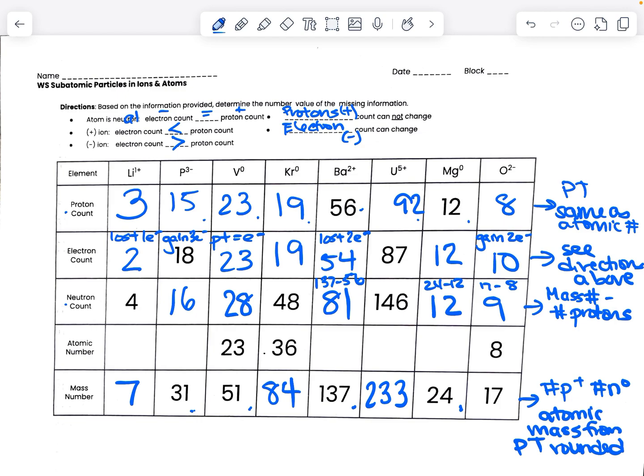All right, and finally, atomic number should be the same as protons, so that's easy. 3, 15, 56, 92, 12. Atomic number of protons. Just another way of saying it. You can find it on the periodic table if you'd like. So, yeah. All right. Any questions, come talk to me. All right, thanks.